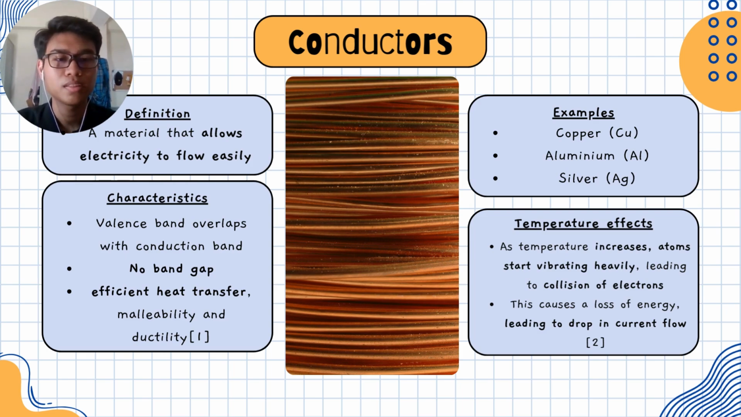One factor that could affect the conductivity of a material is temperature. As the temperature increases, atoms start vibrating heavily, which leads to collision of electrons. Because of the collision, it causes a loss of energy, so it will lead to a drop in current flow, which is a bad thing about conductors.